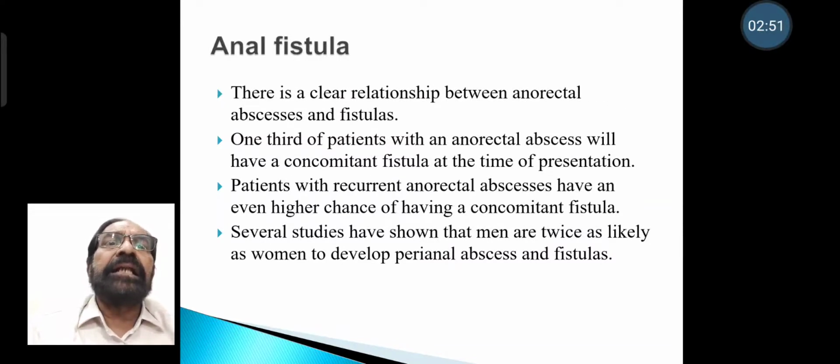There is a clear relationship between anorectal abscesses and fistulas. One third of patients with anorectal abscess will have a concomitant fistula at the time of presentation. Patients with recurrent anorectal abscesses have an even higher chance of having concomitant fistula. Several studies have shown that men are twice as likely as women to develop perianal abscess and fistula.